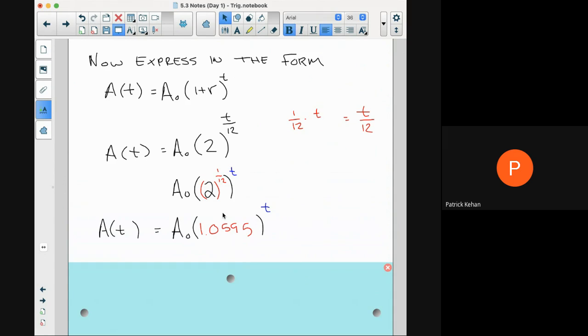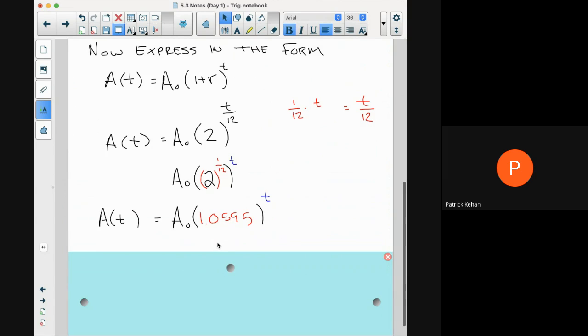So approximate 2 to the 1/12 in your calculator, and you're going to want to go to 5 decimal places at this point. Don't round it to the tenths or the hundredths place right away. So this would be the function we would use, where t in years should produce the same amount as the previous model up here, t in years, right? This is just your growth rate every year. This is your growth rate every 12 years.